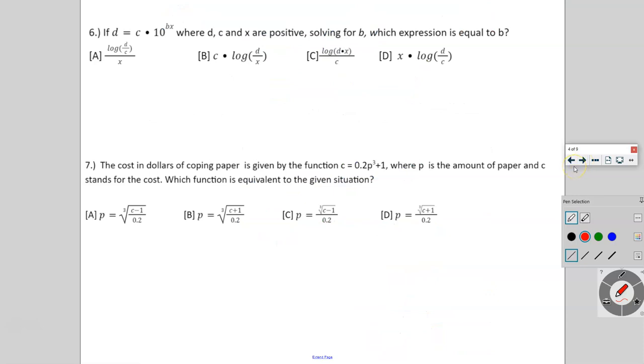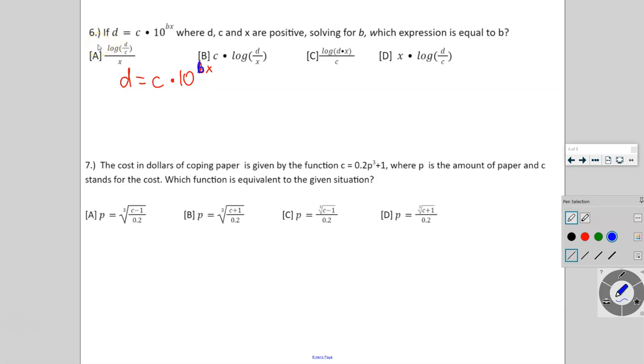All right. Question 6. It says if d equals c times 10 raised to the b times x, where d and c and x are positive, solving for b, which expression is equal to b. So all we have to do is convert it into what b equals. I have d equals c times 10 raised to b times x, and I want to solve for b. That means it is an exponential function again, so we do have to convert it into a log.